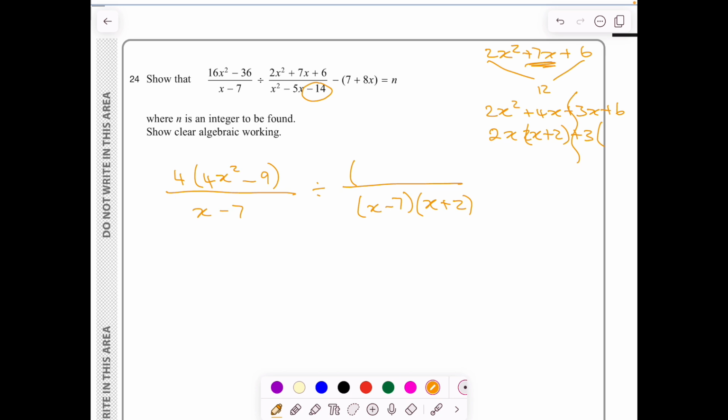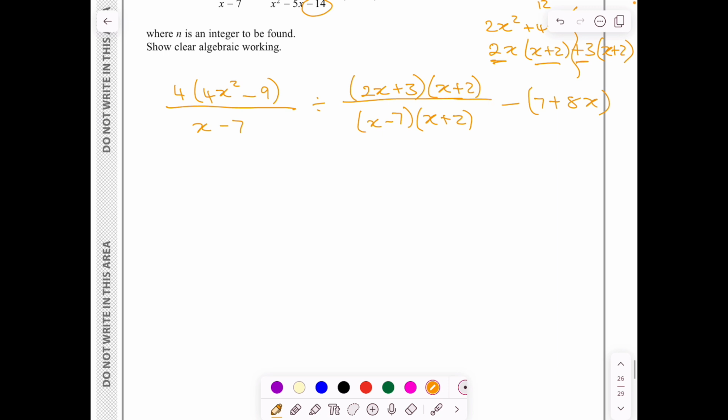And that should be, so I've gone wrong somewhere there. Hold on. Sorry, that should have been x plus 2. Plus 3, take 3 outside the brackets, and I get x plus 2. Okay, so now my factorisation, I take the 2x and the plus 3, so 2x plus 3, and in the repeated bracket x plus 2. I've now factorised that and take away 7 plus 8x. Okay, not long to go.